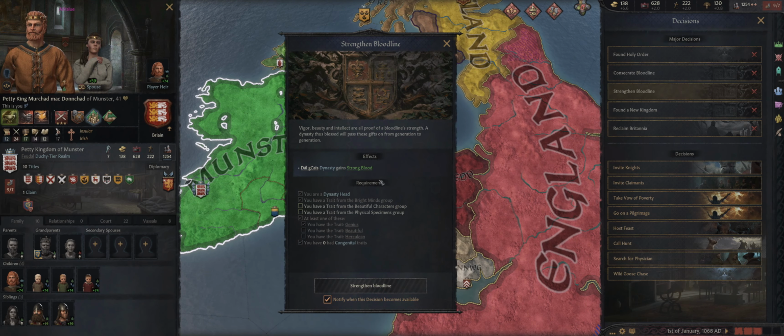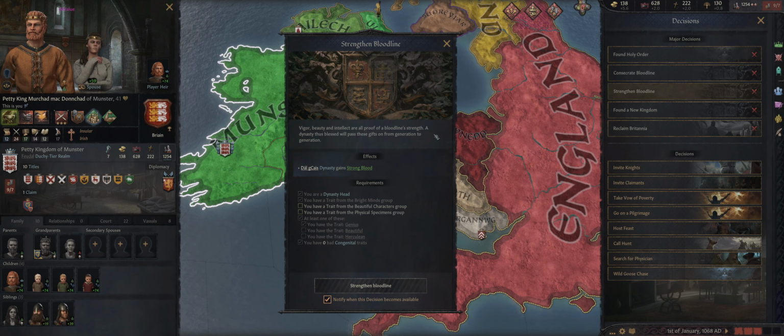So basically the strengthen bloodline decision allows you to, when you are the dynasty head and you have a trait in both the Bright Minds, Beautiful Characters and Physical Specimens group, and basically you need to have at least Genius, Beautiful and Herculean and have no bad congenital traits, then you get the option to fire the Strengthened Bloodline group. So basically you need to fill all of these things. If you do this and you fire off the Strengthened Bloodline group, it actually doesn't tell you in the tooltip, which is slightly irritating. Basically, I believe you get a plus 40% modifier towards passing on traits, which is really, really good.